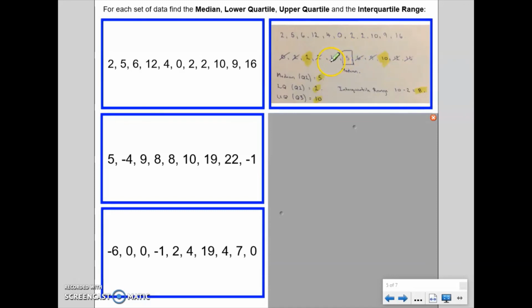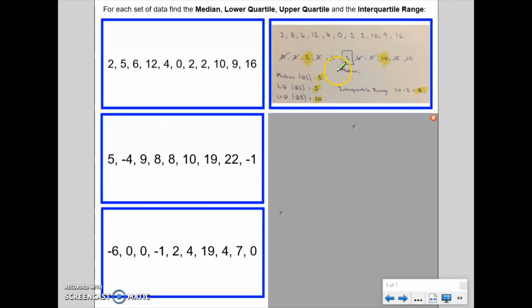Then I looked at the data to the left-hand side of the 5 and found the middle value there, which was my Q1, my lower quartile, being 2. Then I looked at the data to the right-hand side of my median and found the middle value of 10, which was my upper quartile Q3. 10 subtract 2 gives me an interquartile range of 8.